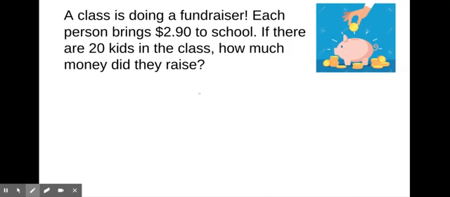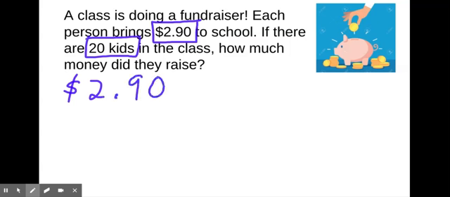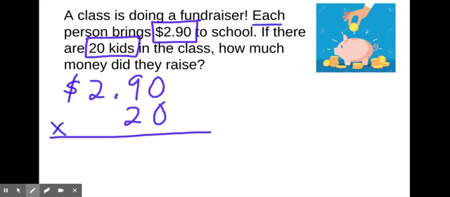A class is doing a fundraiser. Each person brings $2.90 to school. If there are 20 kids in the class, how much money did they raise? Well, we have $2.90 being brought by each person, and there are 20 people bringing in that money. So we know we're multiplying because we do have that each. So let's go ahead and multiply this. I have a 0, so I know my answer is going to have a 0 down below, and then I can just multiply straight across.